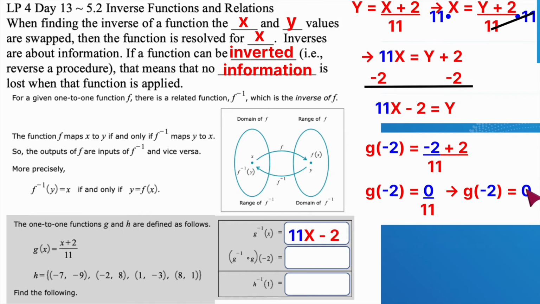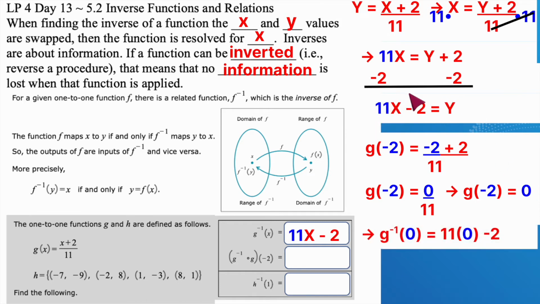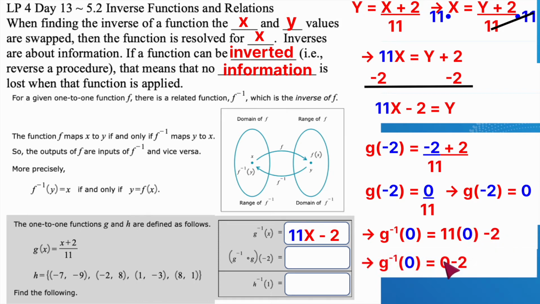I'm going to take that result and plug it into the inverse function we found up above, which is 11x minus 2. So now I have 11 times 0, because that's our x, our result from the previous function, minus 2. Well, 11 times 0 is 0, minus 2 is -2.